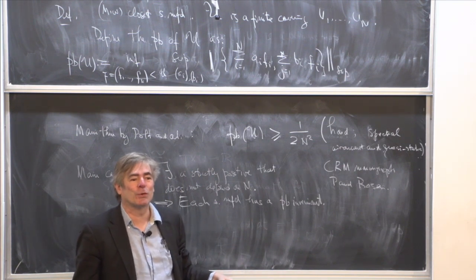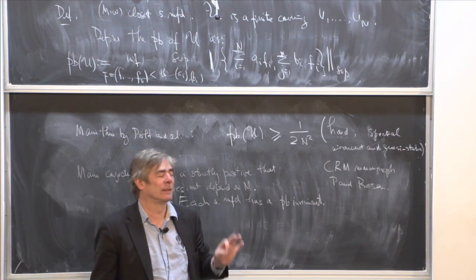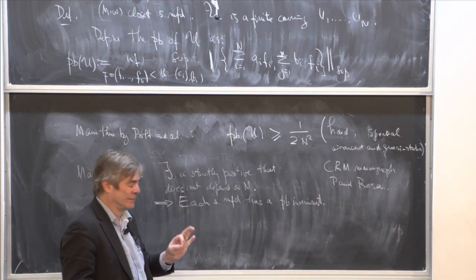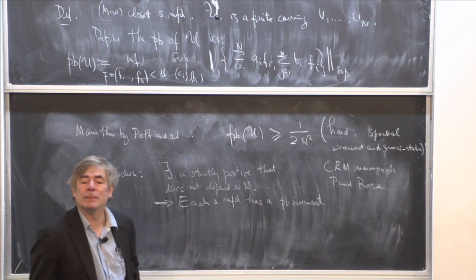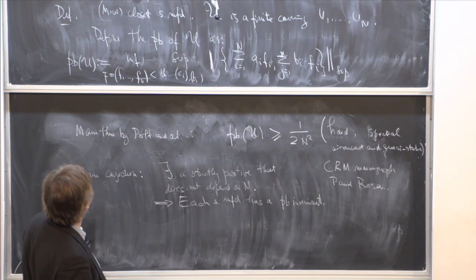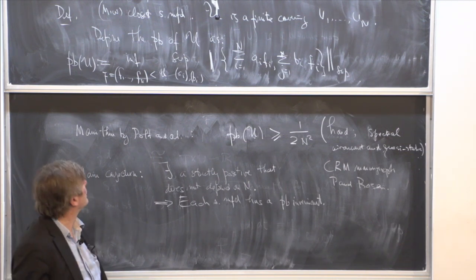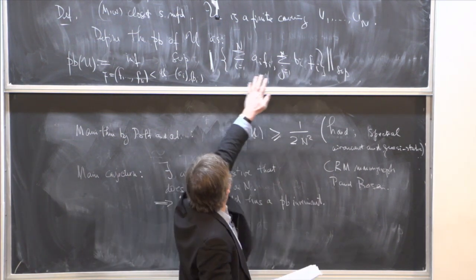Even for surfaces, it's extremely hard. There is no case that has been computed. No case. PB of U is just a number. Just a number, yes. So this is a norm sup. So this is a number.